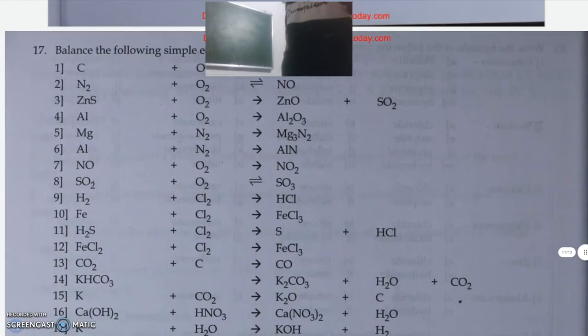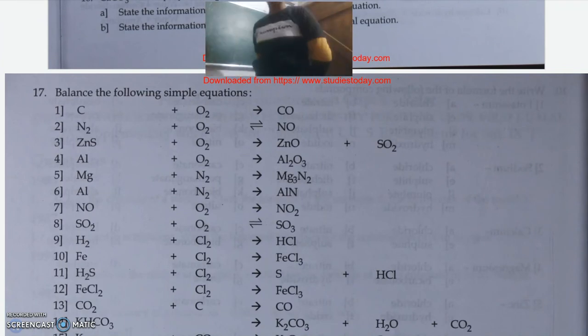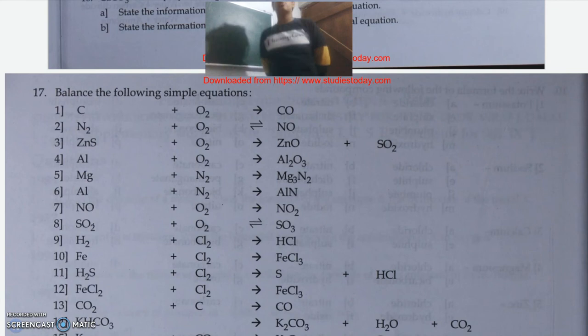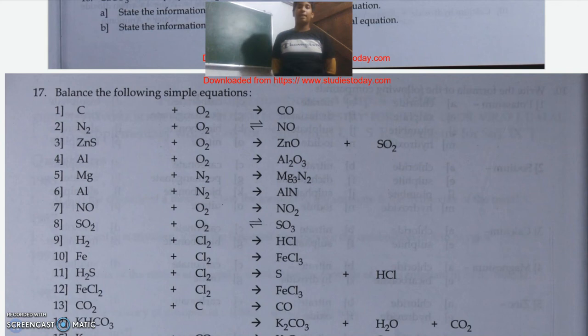Balance the following simple equations. Okay, so I am balancing it here. C plus O2 gives CO. If you write 2C plus O2 equals 2CO, then it would be balanced, with 2 carbon atoms and 2 oxygen atoms. And N2 plus O2 gives NO. If we write N2 plus O2 equals 2NO, then it would be balanced.